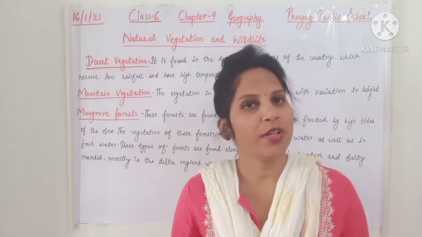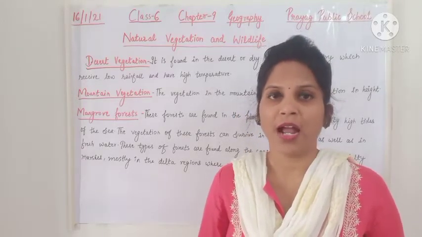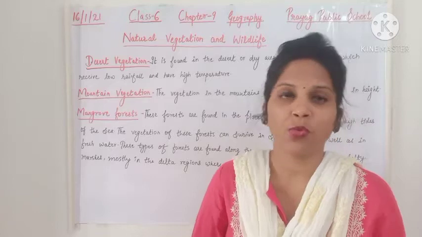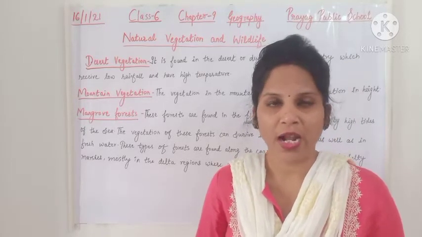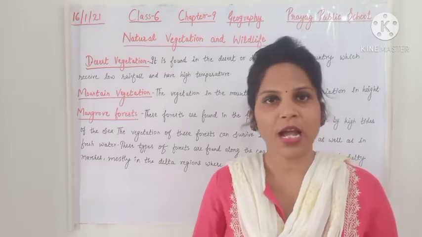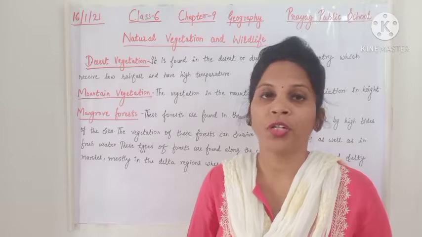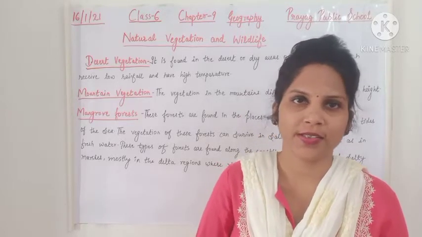Okay children, what is forest? A forest is a large area covered with plants and trees. Okay, and what are the natural vegetation? Natural vegetation means flora, that is plant life, and it includes herbs, shrubs, grasses and trees. And wildlife include all the varieties of the animals and birds and insects too.